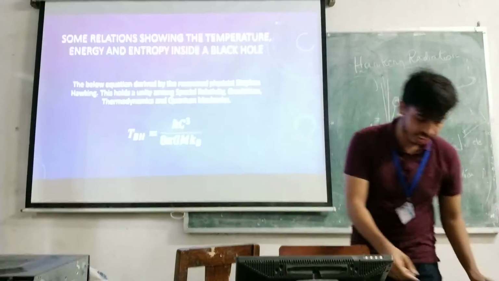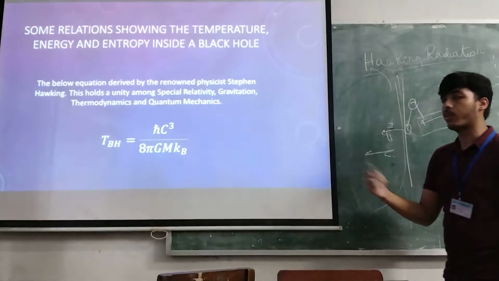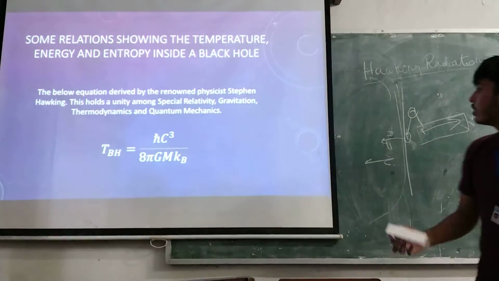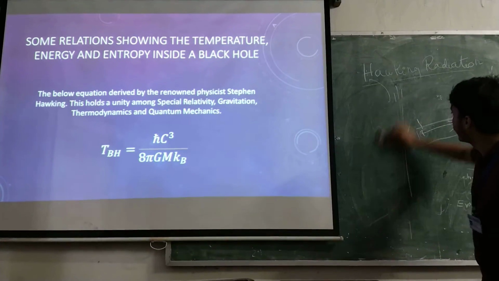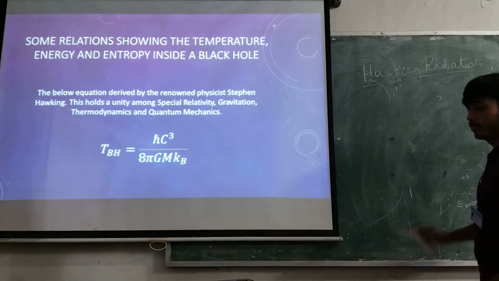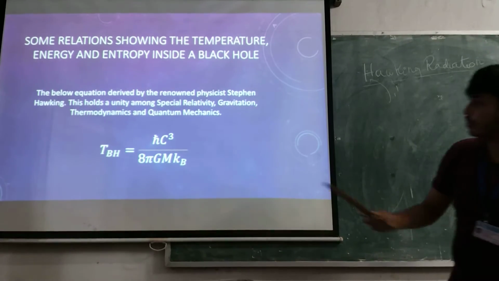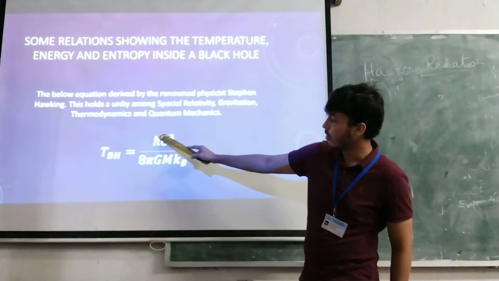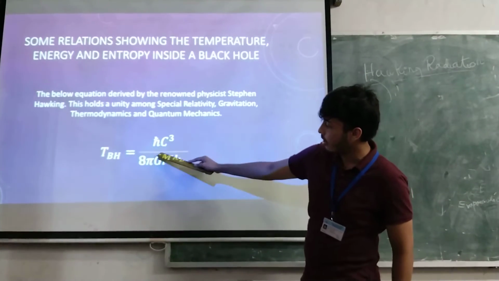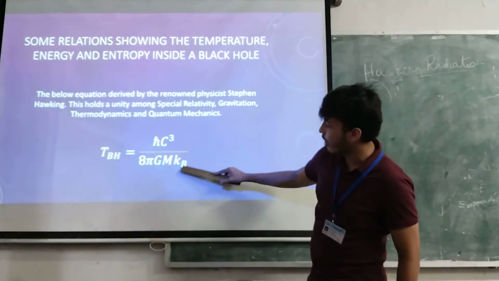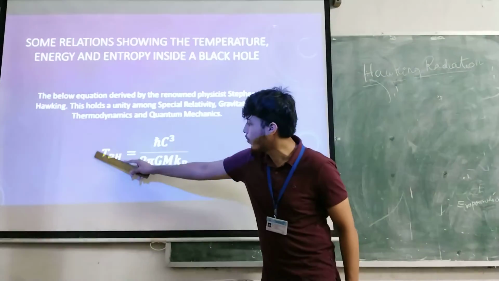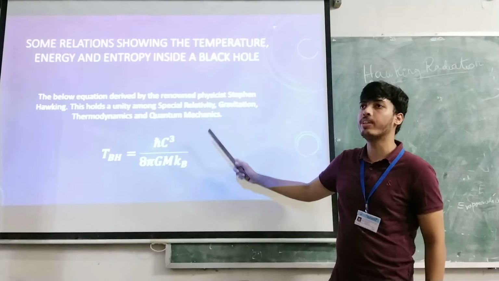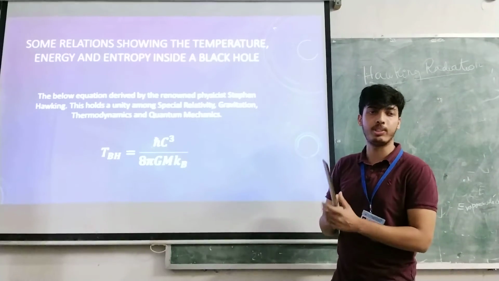Now, there are some equations derived. It's out of our scope to derive them, obviously. This is the equation which was derived by Stephen Hawking. It has components of quantum mechanics, relativity, gravitation, and thermodynamics. A combined equation, which was very difficult at that time because we couldn't unite a lot of concepts together. This was, I guess, the first try.